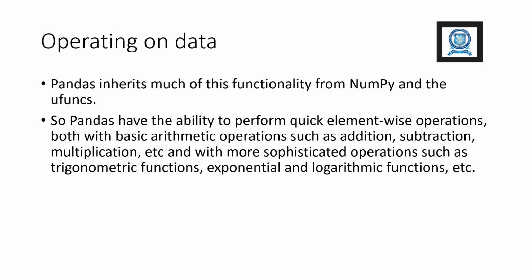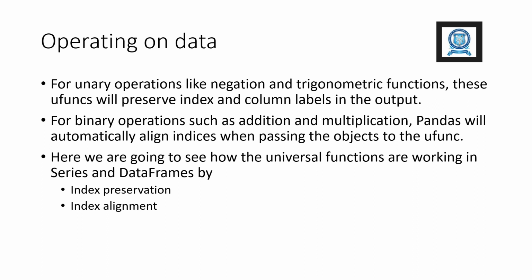Operating on data. Pandas inherits much of this functionality from NumPy and the ufuncs. So Pandas has the ability to perform quick element-wise operations, both with basic arithmetic operations such as addition, subtraction, multiplication, etc. and with more sophisticated operations such as trigonometric functions, exponential and logarithmic functions, etc. For unary operations like negation and trigonometric functions, these ufuncs will preserve index and column labels in the output. For binary operations such as addition and multiplication, pandas will automatically align indices when passing the objects to the ufunc. Here we are going to see how the universal functions work in series and data frames by index preservation and index alignment.